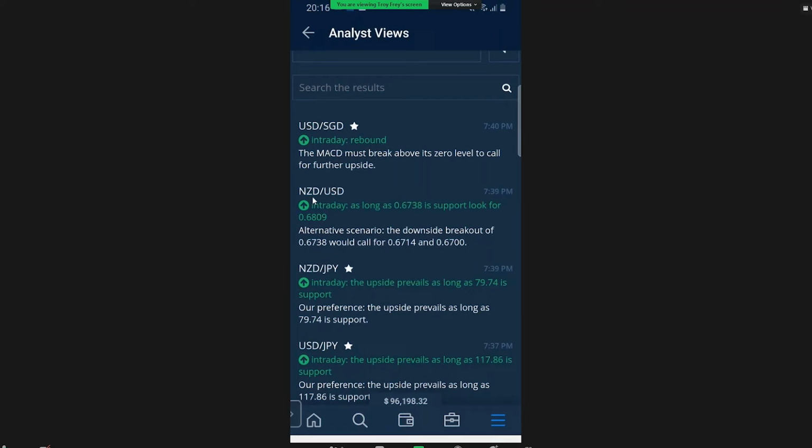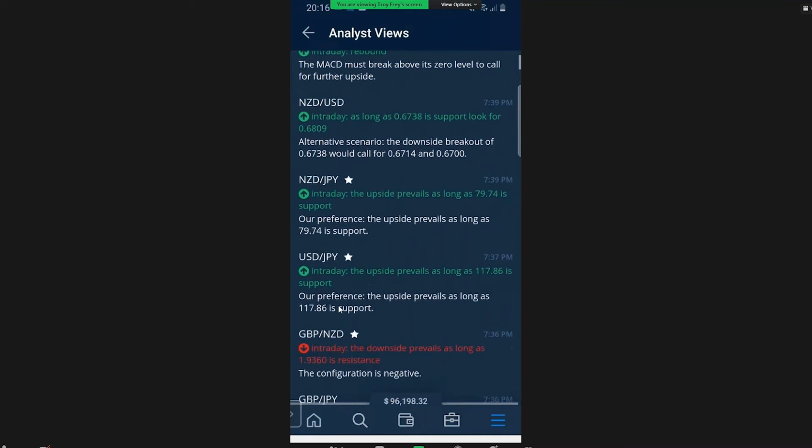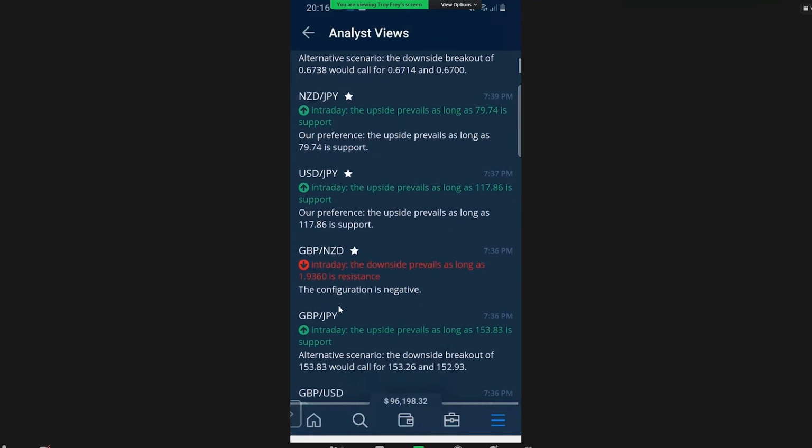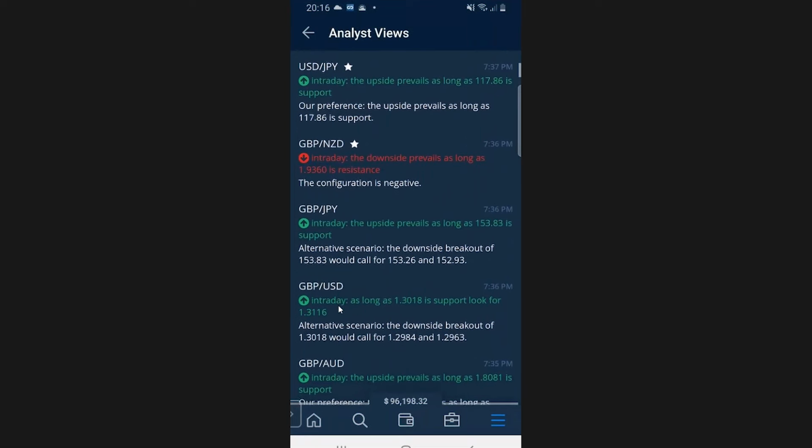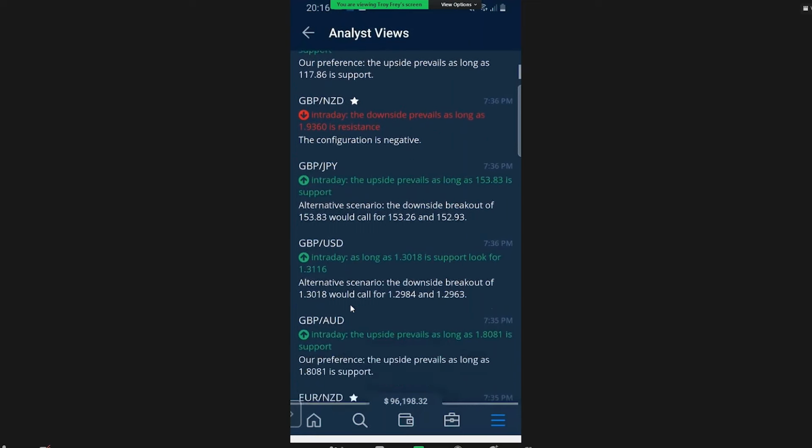We see New Zealand dollar expected to strengthen intraday against the US dollar, against the yen, US dollar up against the Japanese yen here. And so you've got signals on both currency pairings, the currency index, and also on cryptocurrencies if those are available in your area. Okay, so GBP USD expected to climb, etc.